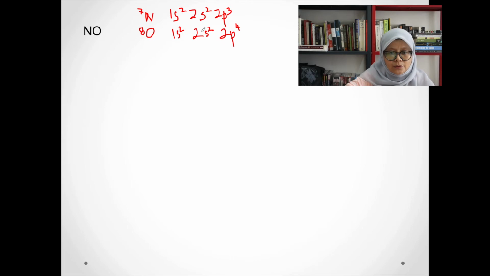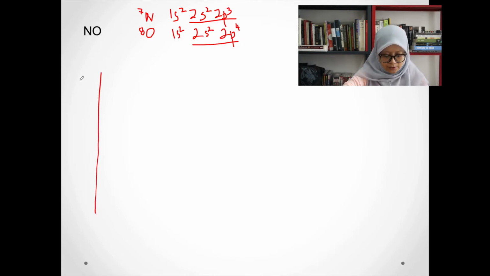You need to show the valence electrons of these two, nitrogen and oxygen. First thing, as usual, you need to draw the energy axis.